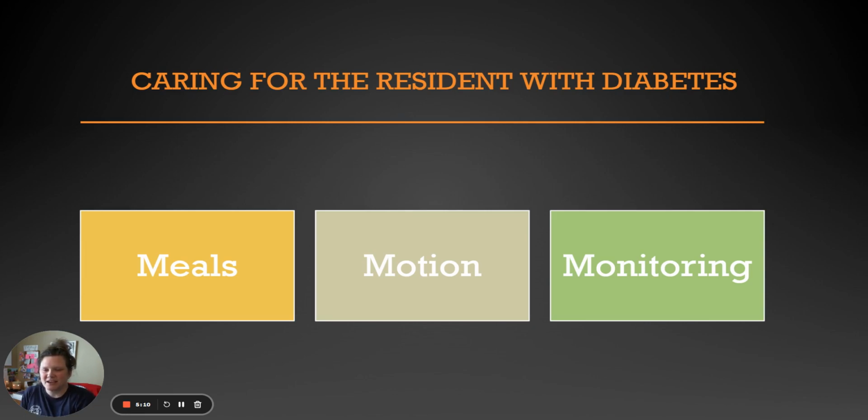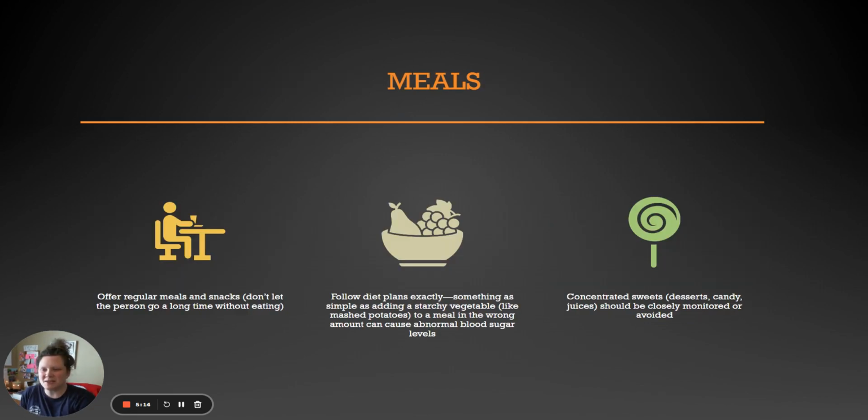These are the 3 big chunks of caring for someone with diabetes. Let's start with meals. Offer that person regular meals and snacks. Don't let them go a long time without eating. Even if they refuse to eat, if it's on their diet plan, you may offer something like a Glucerna or an Ensure, depending on what they can have, but try not to let them go too long without getting something to eat or drink.